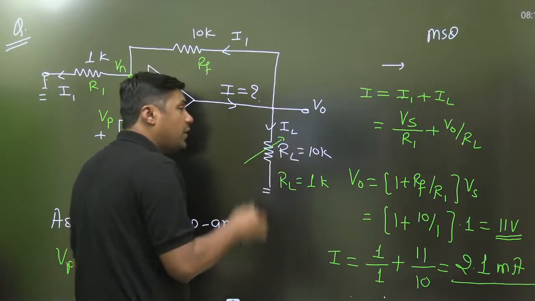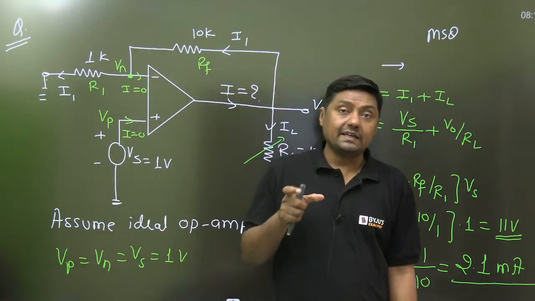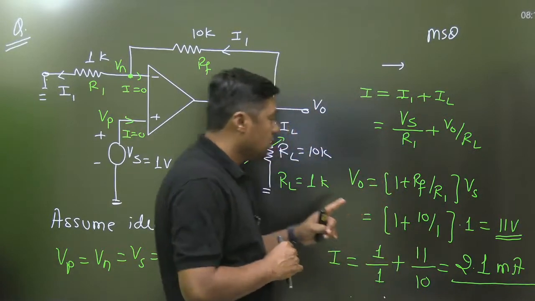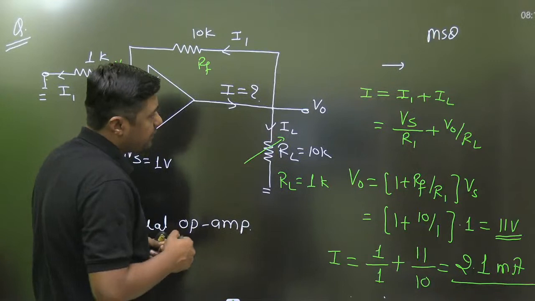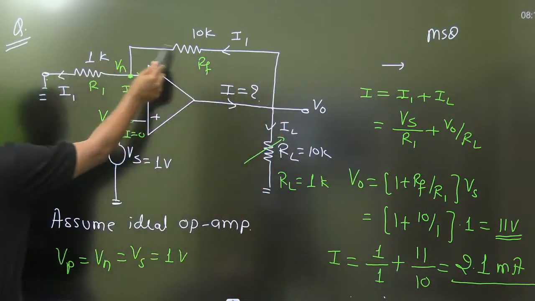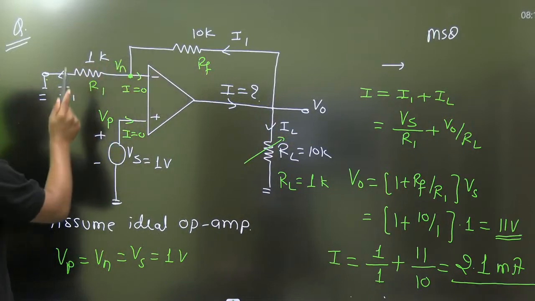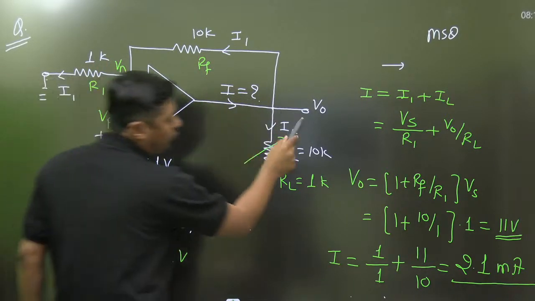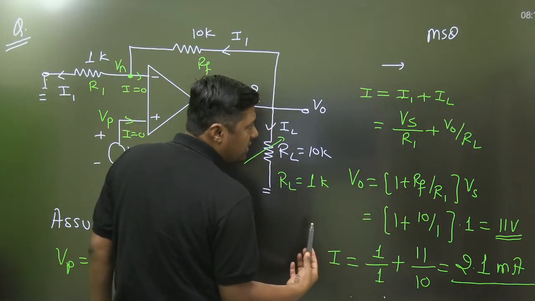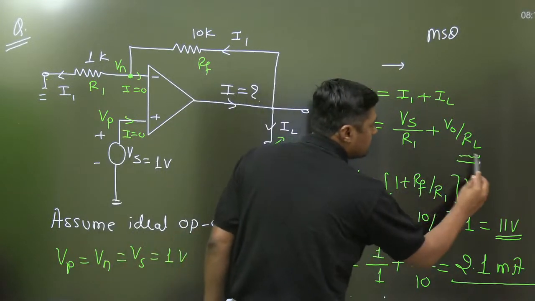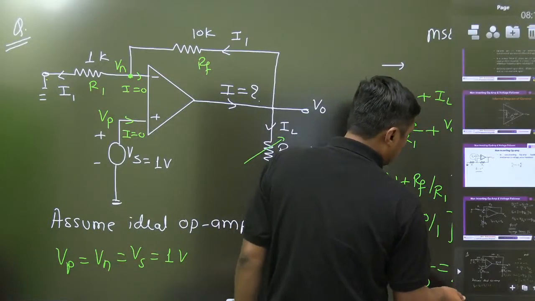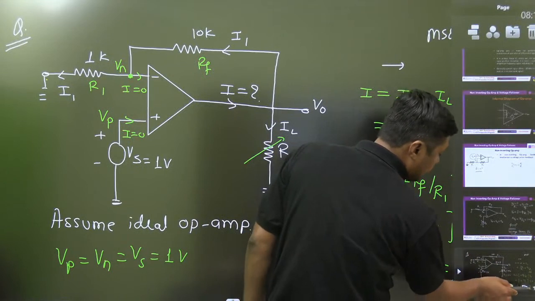It is reduced by what? 10 times. 10 kilo ohm divided by 10 will become 1 kilo ohm. What is the change here? This Vs will remain the same, R1 will remain the same, RF will remain the same, and V0 will remain the same because it is independent of RL. Everything will remain the same, but only this will change. So what is the new value of the current?